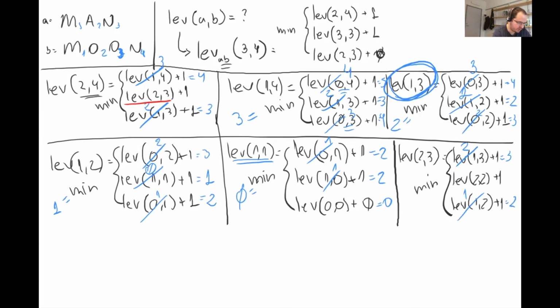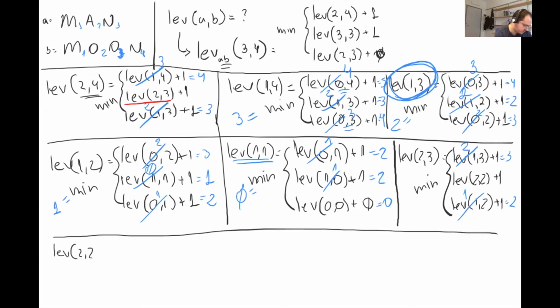And we don't know 2, 2. So let's compute that. So the Levenstein distance between 2 and 2 is the minimization, or the minimum of take 1 out of the first one, take 1 out of the second one, take 1 out of both. And is there a cost? Yes, there's a cost because A and O are not the same.